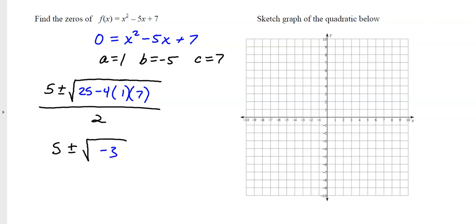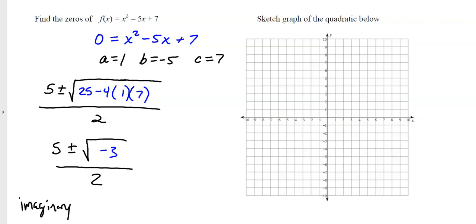And we're going to find out here in a second. Right at this point, I know that this thing is going to have imaginary solutions. It's going to have 2 imaginary solutions, meaning that it never crosses the x-axis. There is no place where y actually does equal 0.